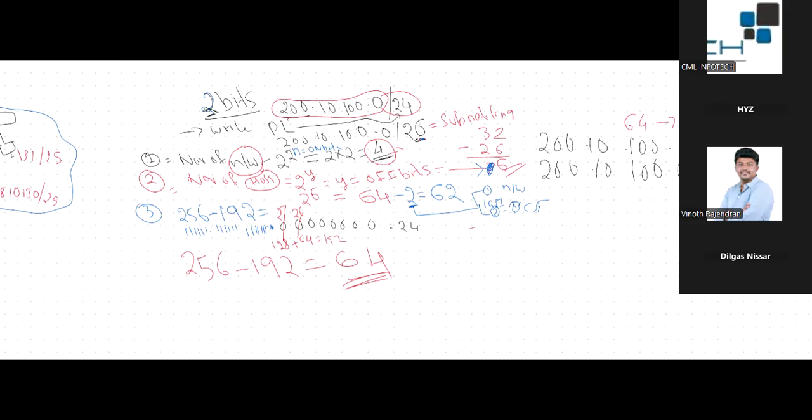What is the next value? Adding the 64: 100.128. Then 100.192. What if I add 64 again? 192 plus 64 is 256. You cannot add, so it becomes 101, a different network. Or in another way, you can see here you have 1, 2, 3, 4. How many networks do you get? 4. It matches.